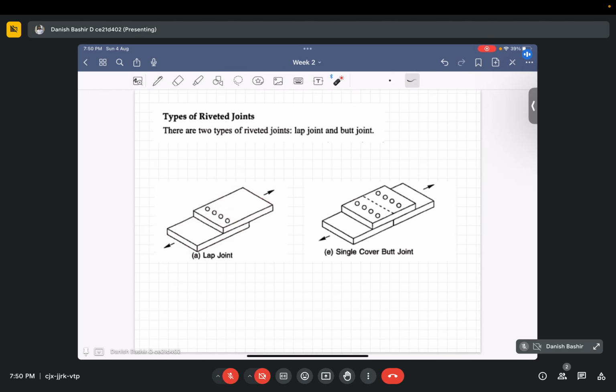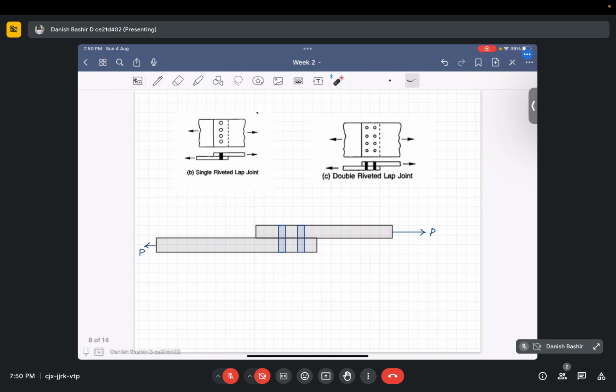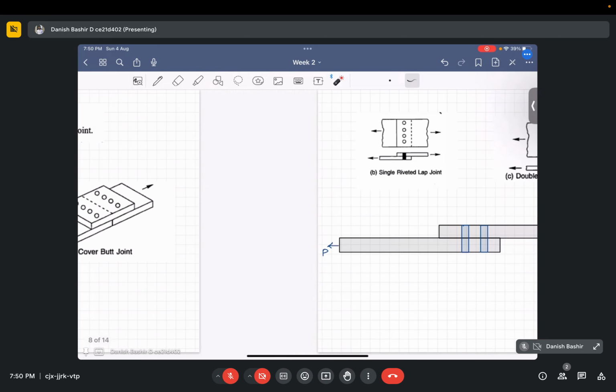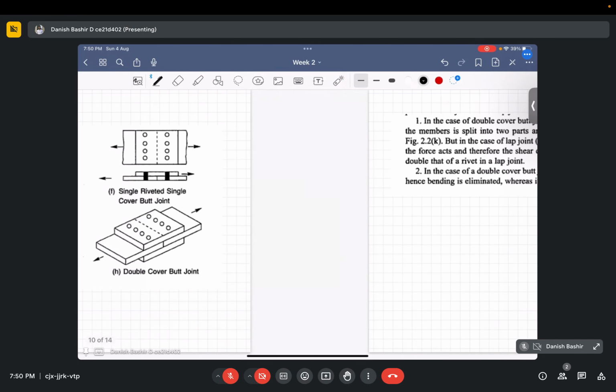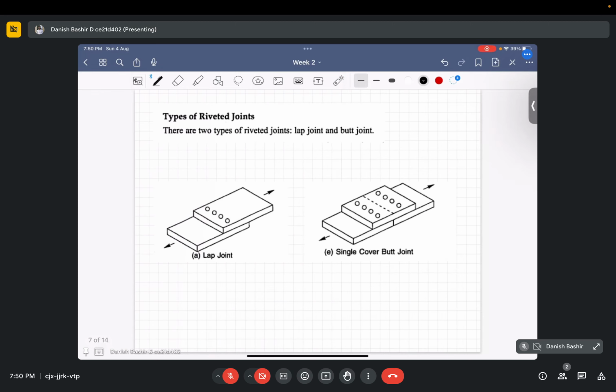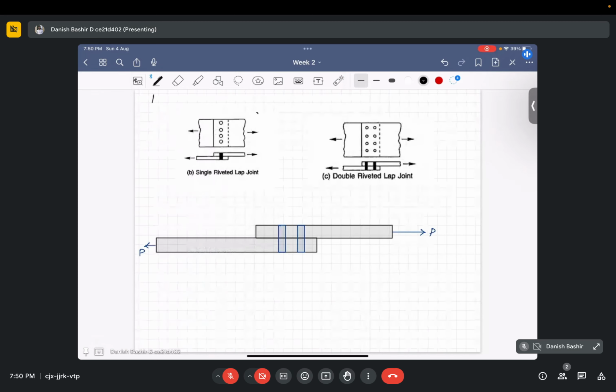Another type, the most famous joint, is the butt joint. One plate is from this side, another plate is from this side. We put one cover plate over it and then join it by rivets on both sides. It is known as a butt joint. So we will see the lap joint first.